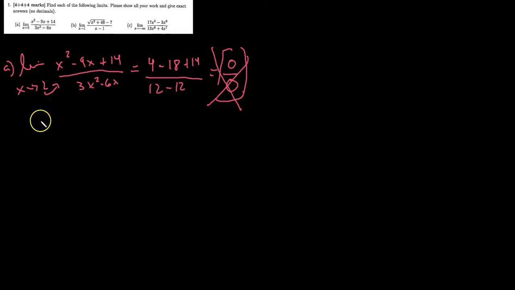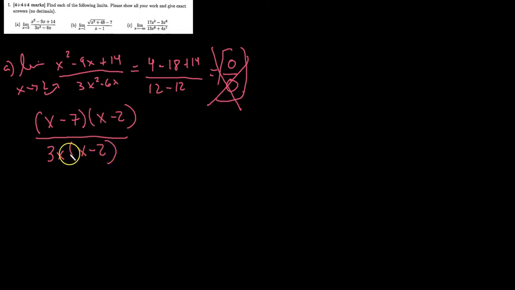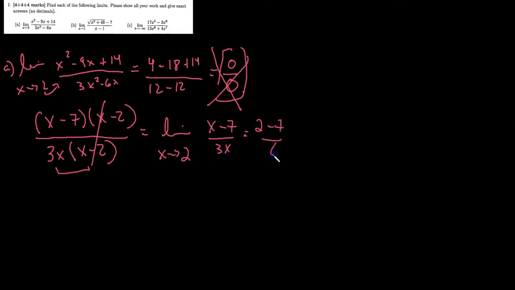So right away off the top, we can see that the numerator factors easily into x minus 7, x minus 2. Try to factor yourself. You guys can learn by factoring. Algebra is very important in this math course and future ones. The denominator also factors to this right here. So obviously we can see that we get some cancellation here, and then we have a final expression of the limit as x approaches 2 of x minus 7 over 3x, which is 2 minus 7 over 6. It's negative 5 over 6. That's our final answer for A. Easy enough.